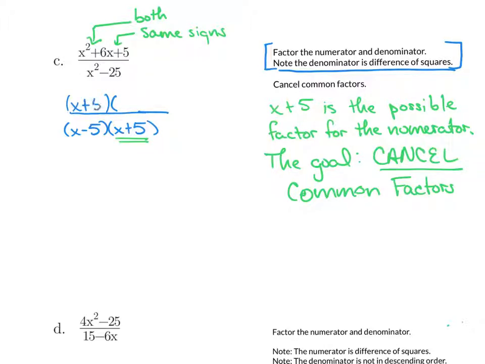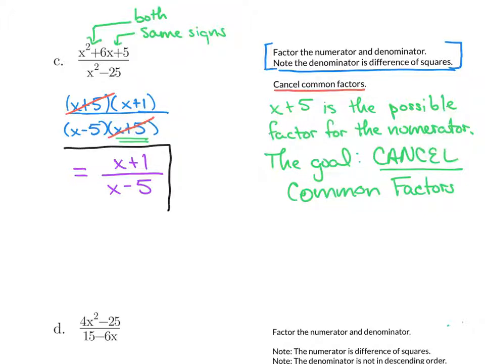So let's let one of the factors be x plus 5. If we do that, the other one would have to be x plus 1, because 5 breaks down to 5 and 1. We can cancel x plus 5's. What we are left with is x plus 1 over x minus 5. Note, you cannot simplify any further than that because we no longer have anything being multiplied together.